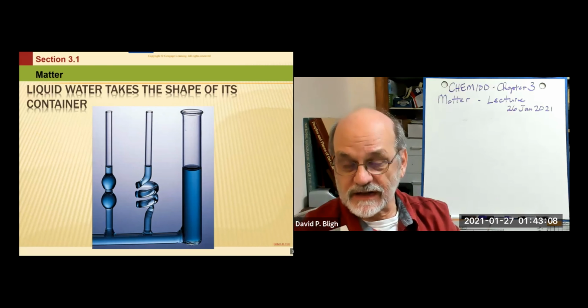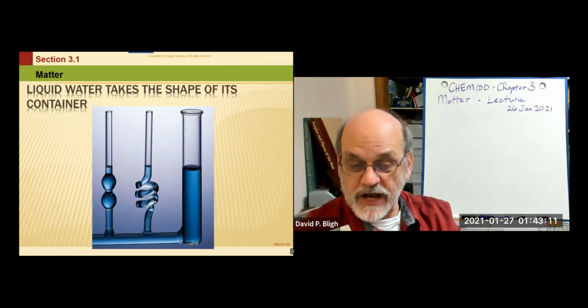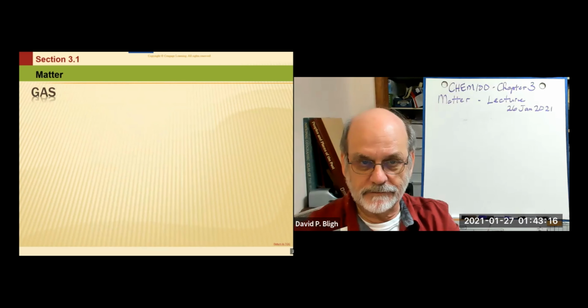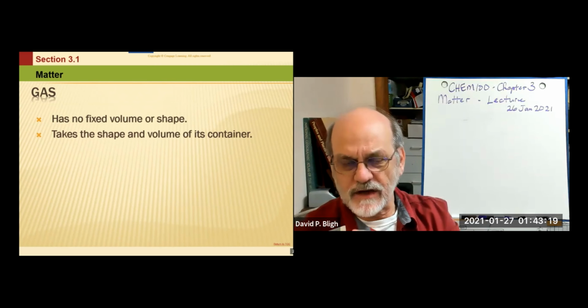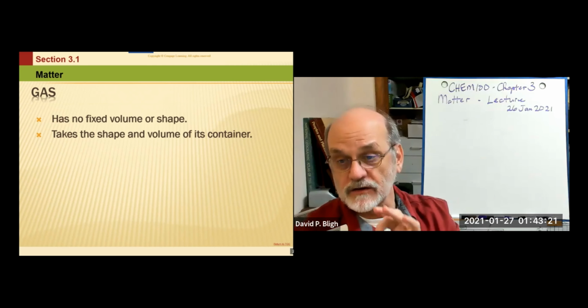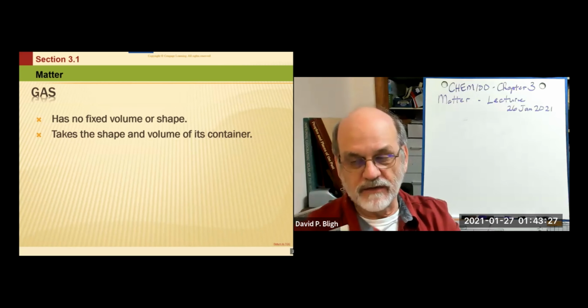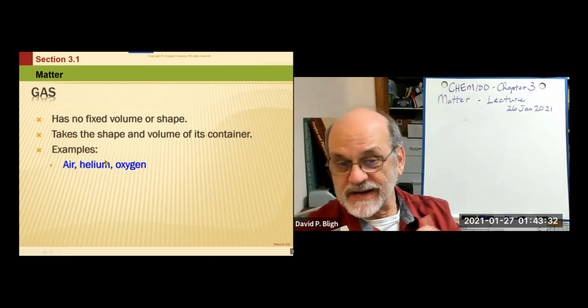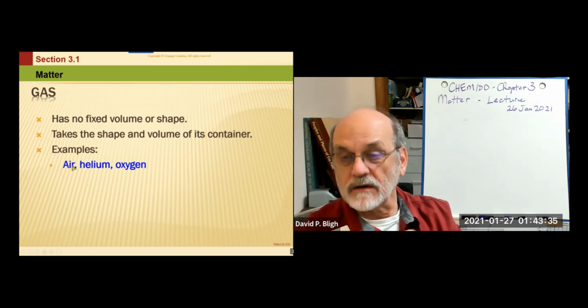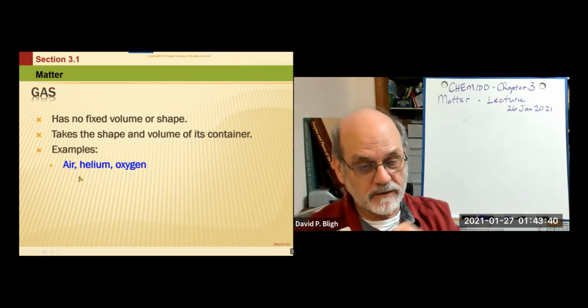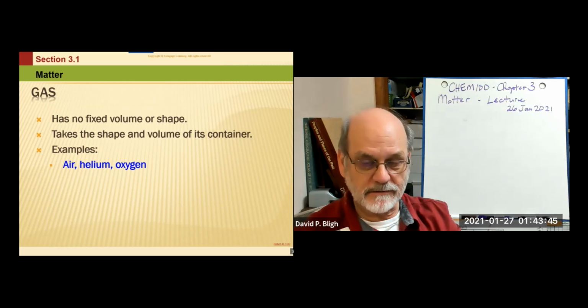This is just to illustrate that a liquid will acquire the shape of its surroundings, of its container. Gas has neither fixed volume nor fixed shape. So when you put a gas into a vessel, it assumes the volume and the shape of the vessel. Helium's an element, oxygen's an element, air is a mixture of different elements and compounds, but it's still a gas.